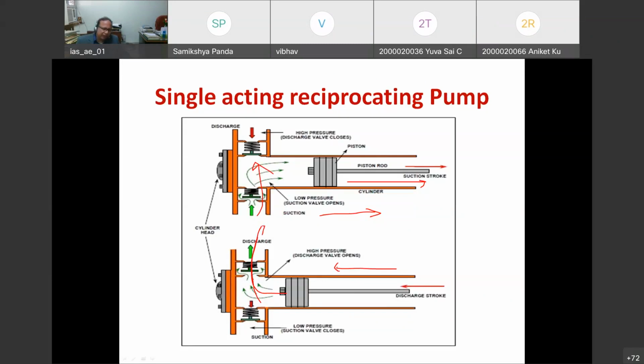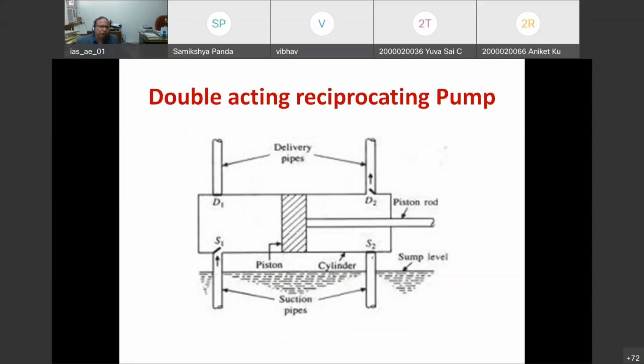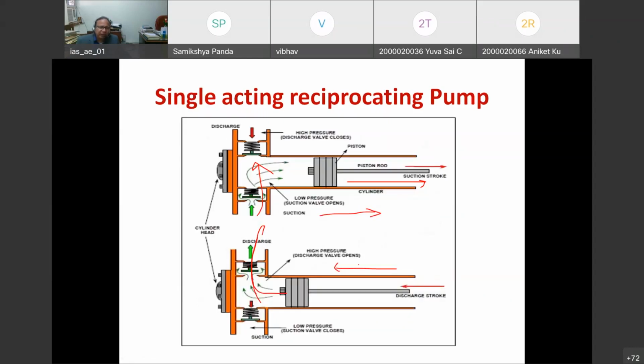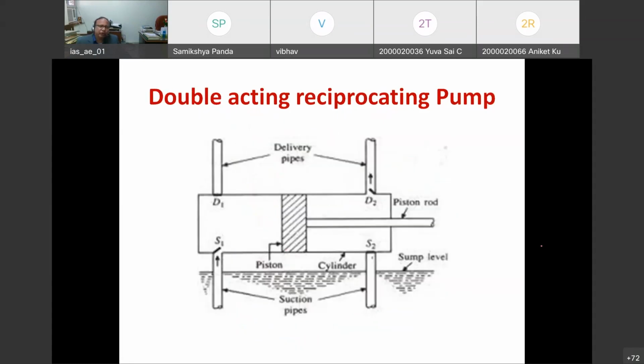You get water only in the delivery stroke, or discharge stroke, but in the suction stroke there will be no water in the delivery line. So what happens is we get a pulsating flow of water from this pump. To avoid that, and if you want more discharge, we have to go for the double acting reciprocating pump.